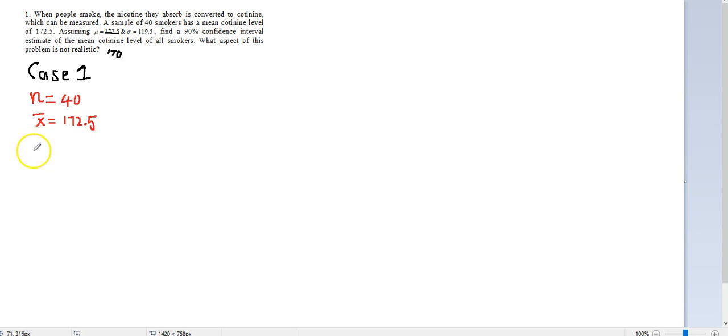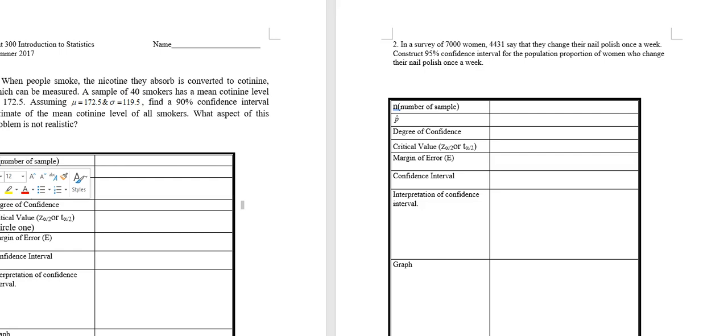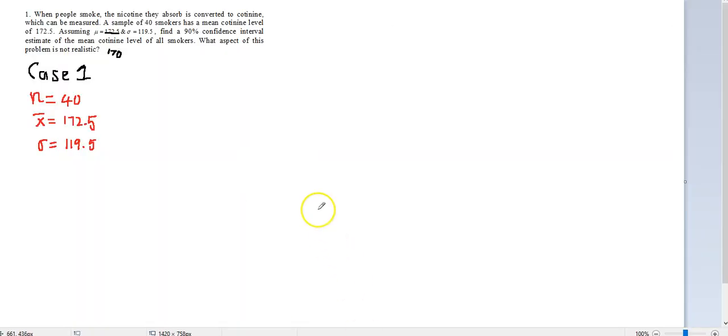Now here, the population standard deviation, sigma, is given, right? So sigma is equal to 119.5. Now we have to find the degree of confidence. I'm just going to write that here: degree of confidence or confidence level. That would be 90%.